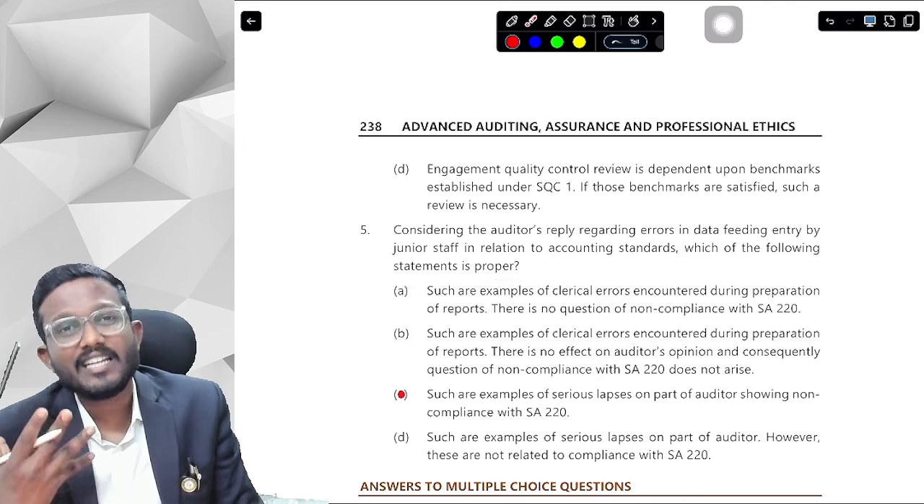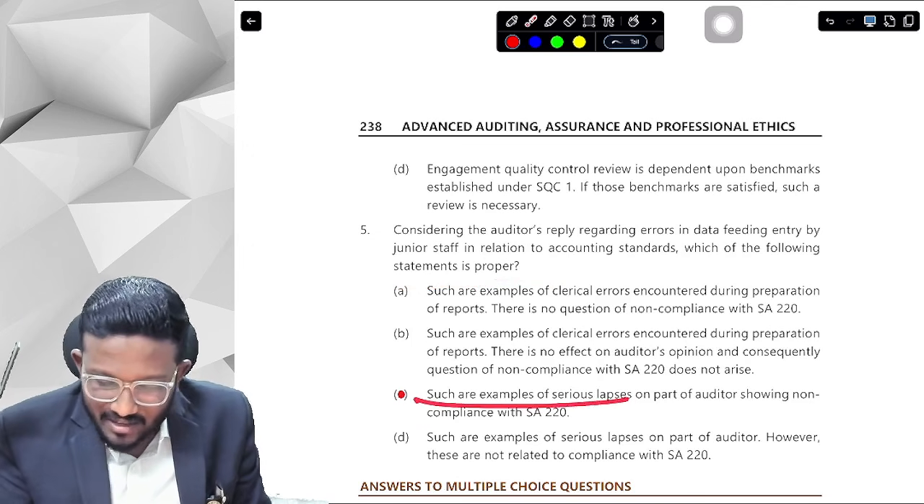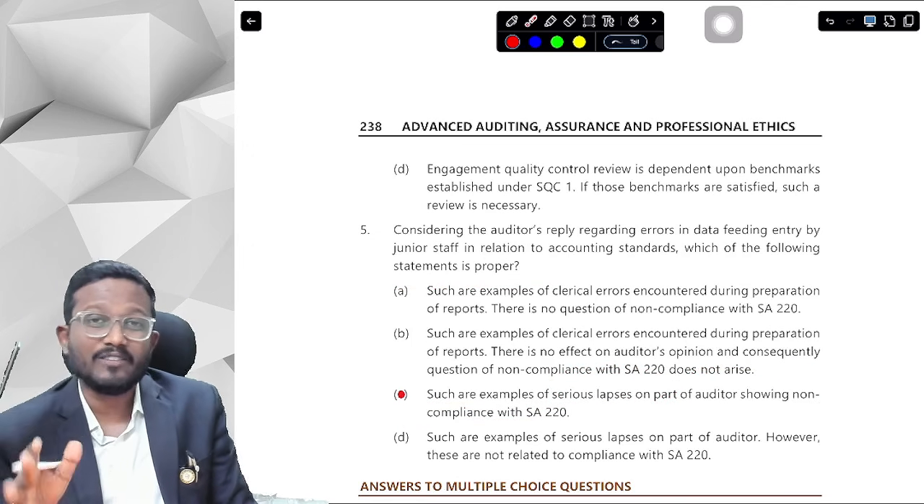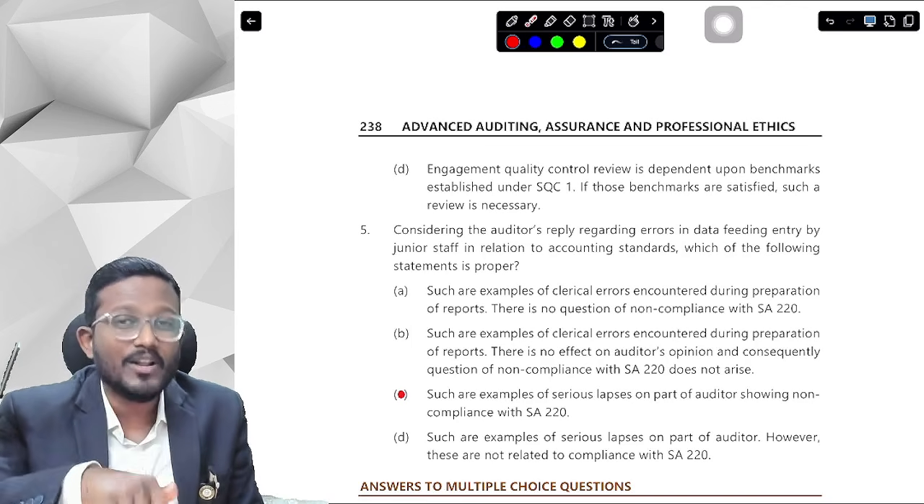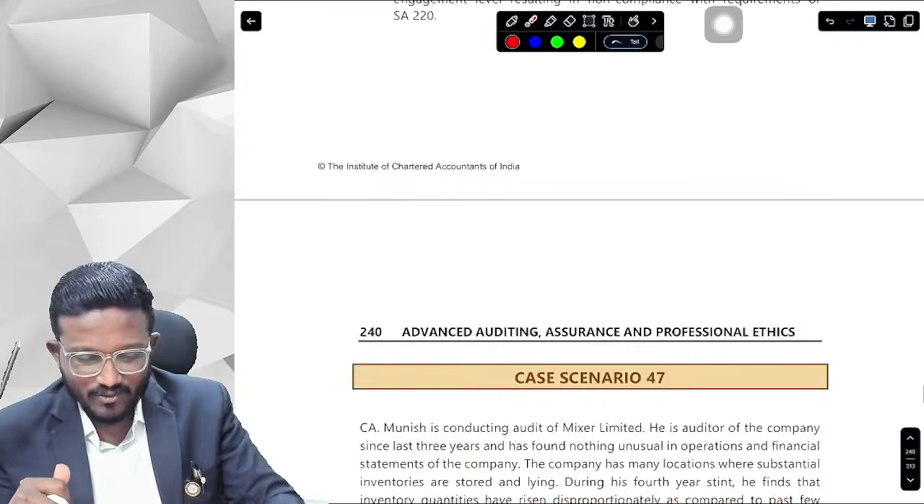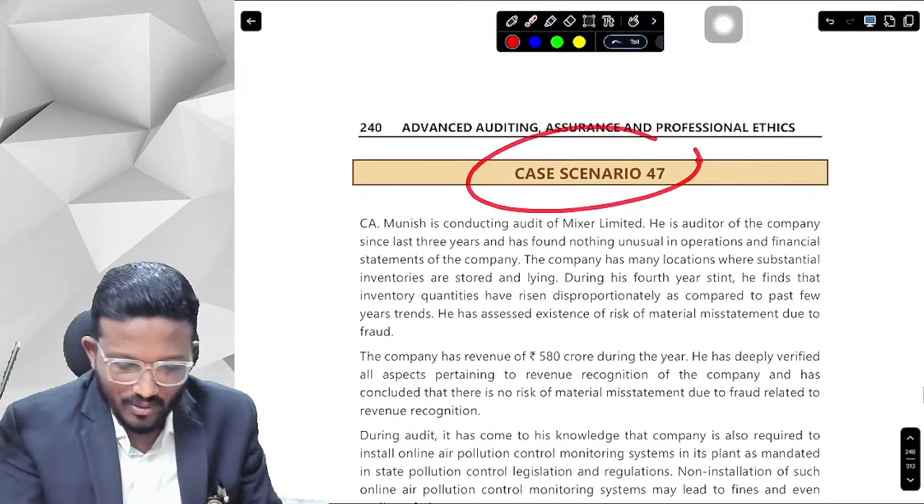This was a serious quality control lapse. Such examples are serious lapses on the part of the auditor, showing that they are not complying with SA 220, because if he was complying with SA 220, then he would have known of the errors earlier itself. Okay, yes sir, this was your case scenario number 46. Let's do case scenario number 47.